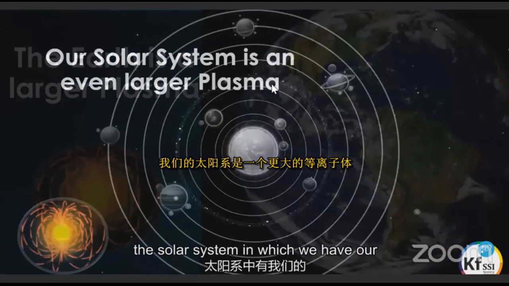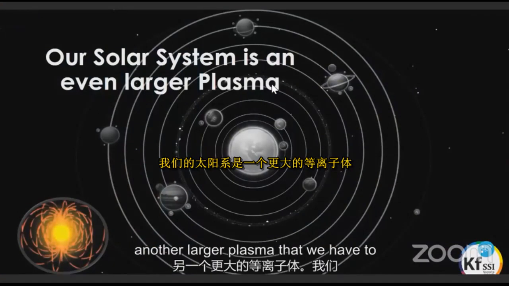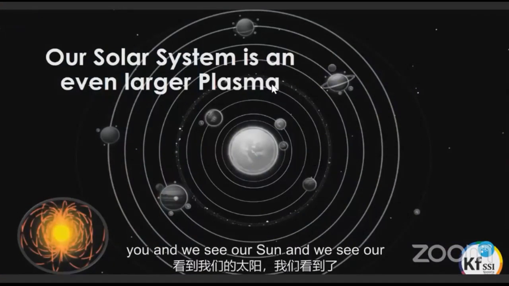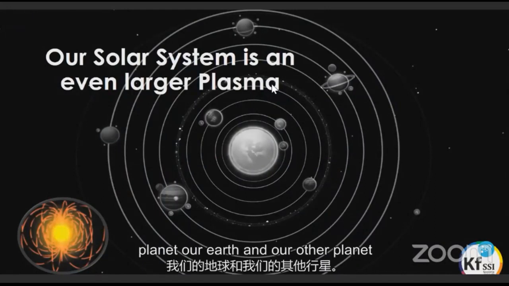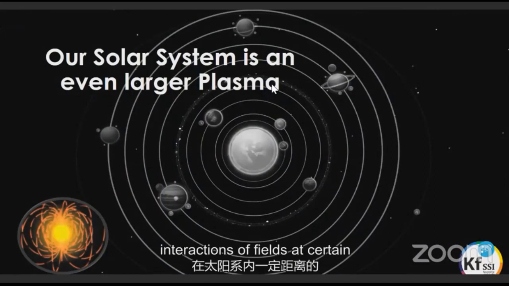The solar system in which we have our sun and Earth and all our planets is just another larger plasma that we have to view. And we see our sun and we see our Earth and our other planets, and all the other planets are also just interactions of fields at certain distances within our solar system.